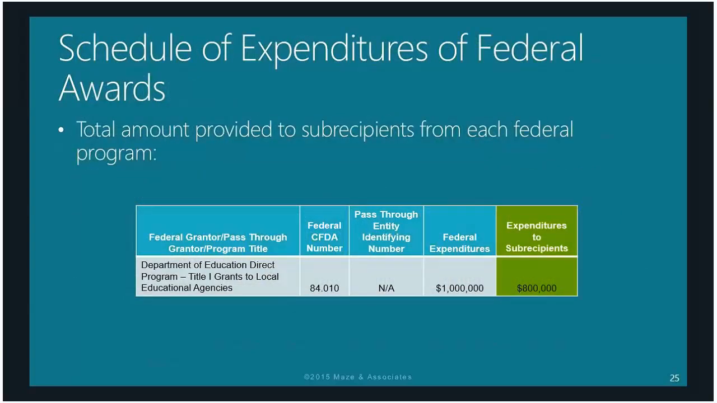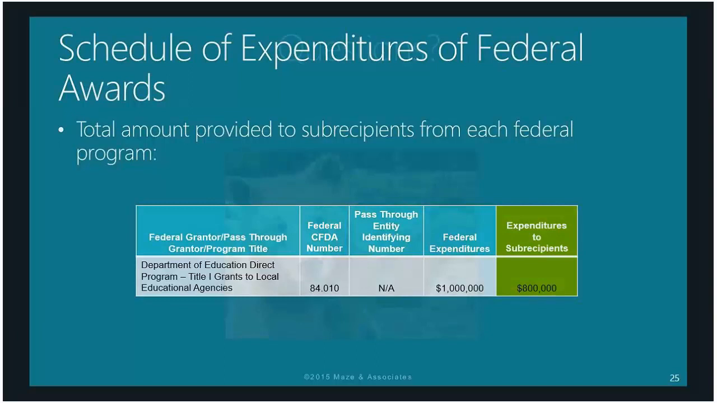So the only SEFA change in terms of the new uniform guidance is just to include the expenditures to subrecipients. I mentioned this before in the earlier slides, but all that there is, is just an additional column on your SEFA. Some of you currently have it disclosed as a footnote, and that's okay for fiscal year 15, but for fiscal year 16, June 30th, 16, or for those who have a calendar year end date, effective December 31st, 2015, you would need to disclose your expenditures to subrecipients on the face of your SEFA.